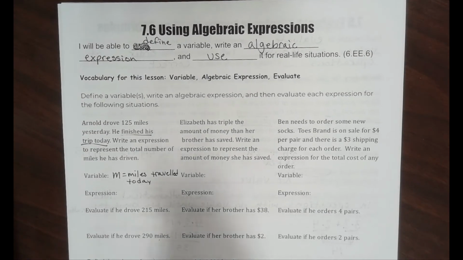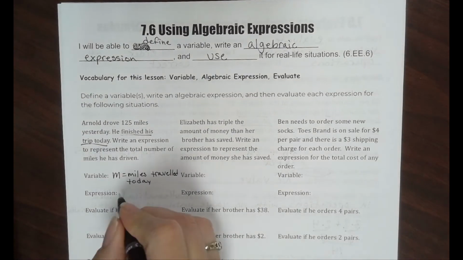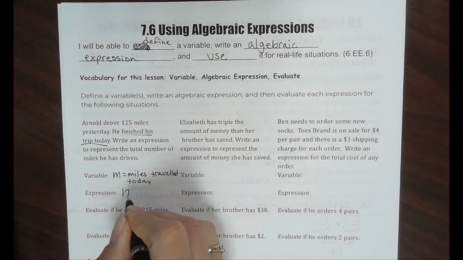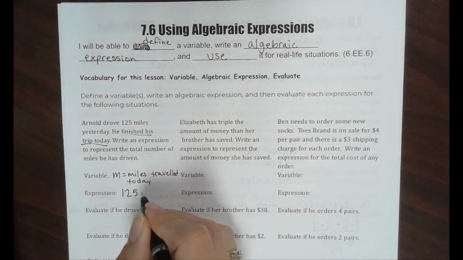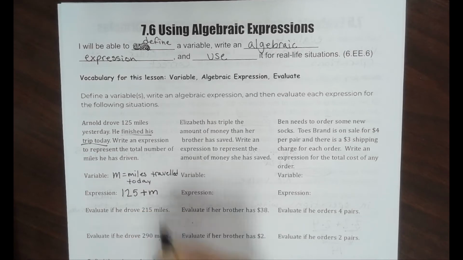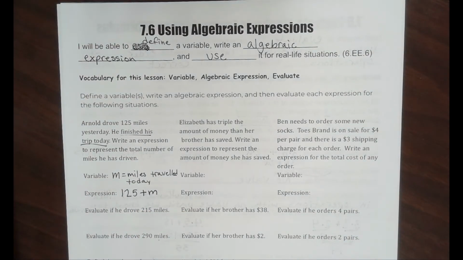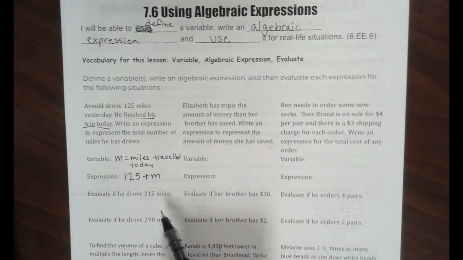So the expression, if we turn this into math language, he did 125 yesterday. Then he traveled more miles today, so that means I'm going to be adding that on. So 125 plus M would be the expression. This could mean he traveled 1 mile today. It could mean he traveled 2,000 miles today. We don't know.